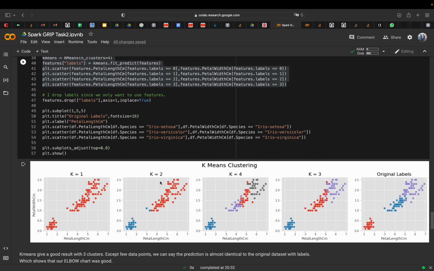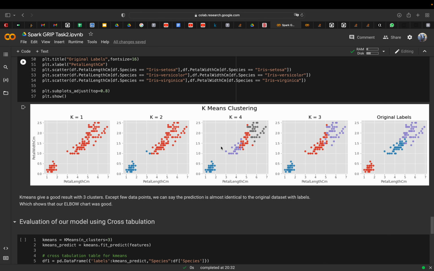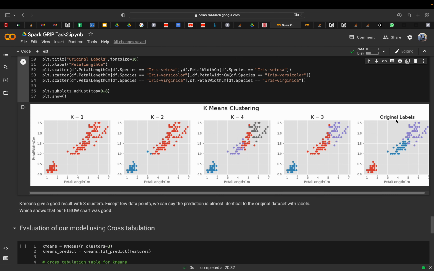So that's why when we double check here, we realize that with k equal 1, k equal 2, you need to understand that here k is the number of clusters. When we take number of clusters equal 1, equal 2, equal 4, and then equal 3, the result that is really close to our original data set is the one with the number of clusters equal 3. This one is the plot for the original data set.